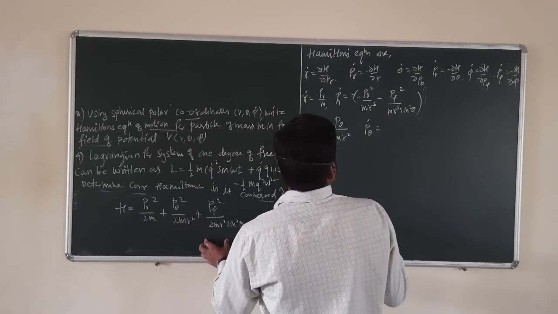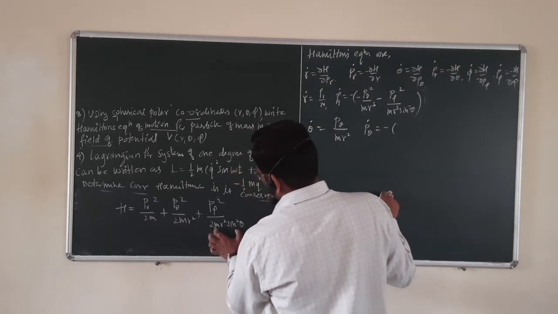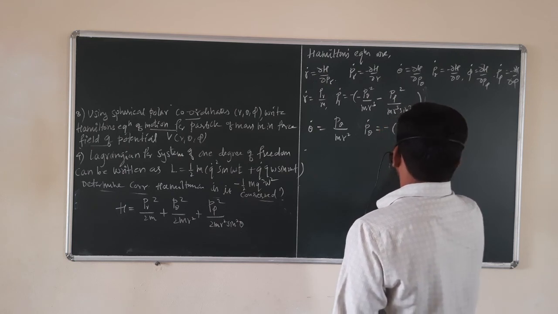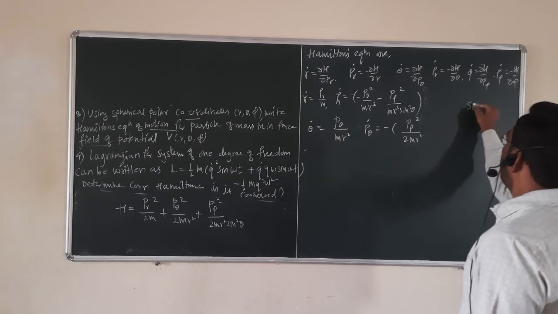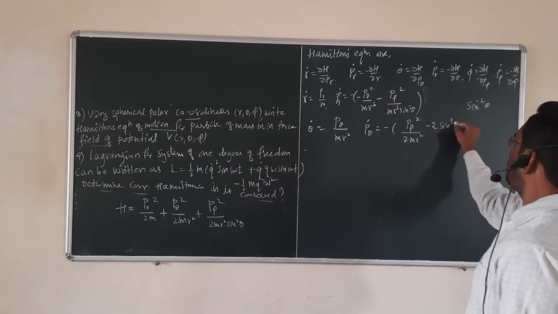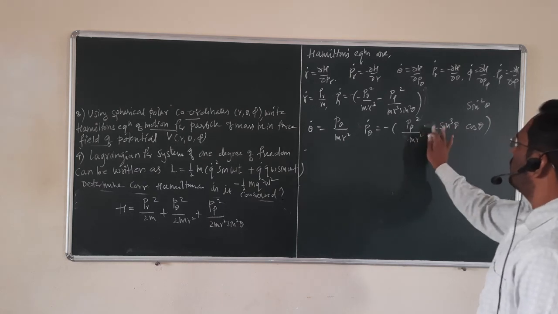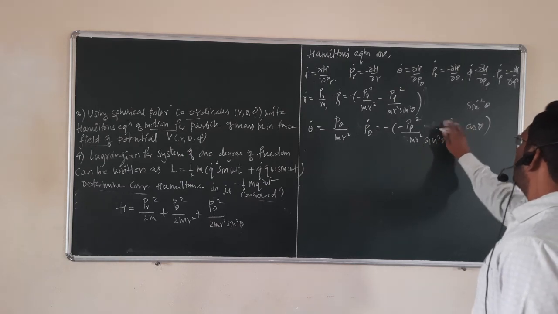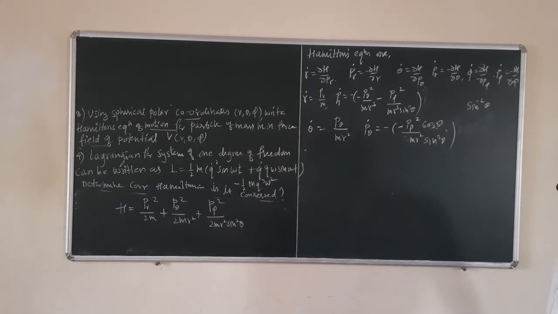And p_theta dot is minus the derivative of the Hamiltonian with respect to theta. Here we have a theta term only in this last term. So minus p_phi squared divided by twice m r squared, and the derivative of this is minus 2 into sine cubed theta multiplied by cos theta. So this 2 will cancel with this 2, and the negative sign comes over here. In the denominator we have sine cubed theta, and in the numerator we have cos theta. So this is p_theta dot.